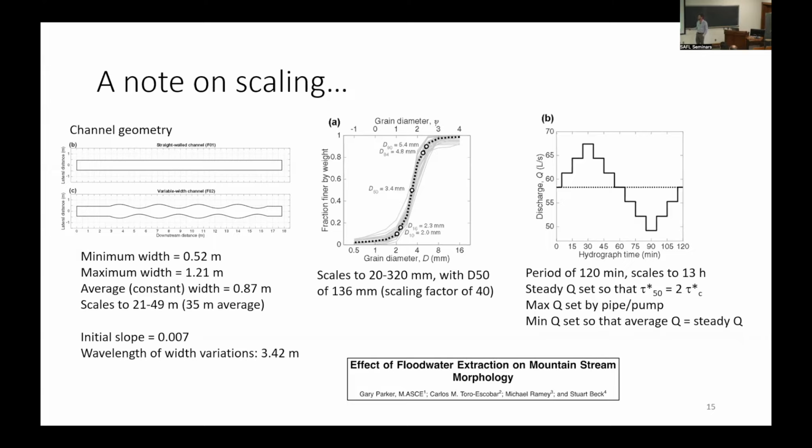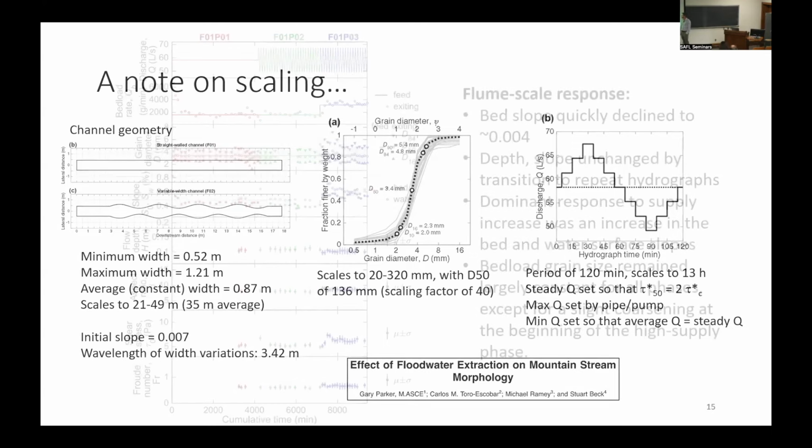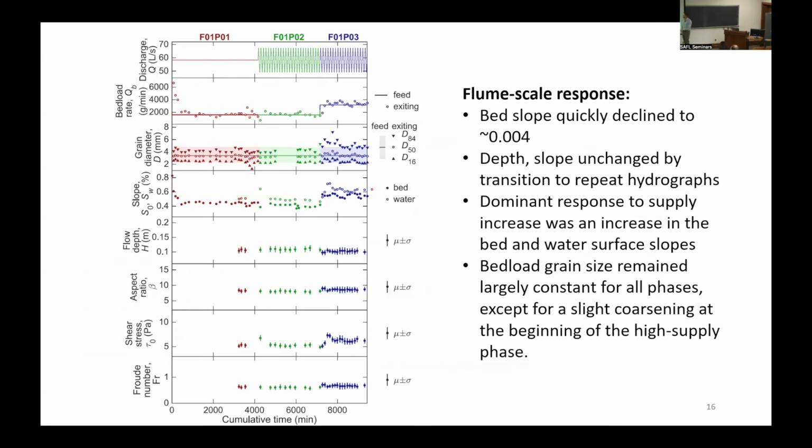If we apply that to this geometry and this sediment and this discharge, we can scale up to a channel that's about 35 meters wide with a D50 of about 136 millimeters and approximately a 13-hour hydrograph, which, being on the banks of the Mississippi, sounds pretty small still, but for a gravel bed stream in Colorado is pretty reasonable. Okay, so that sets the conditions for what we were doing.